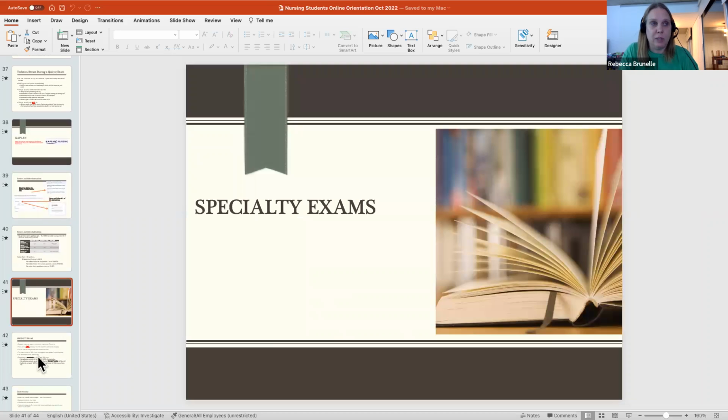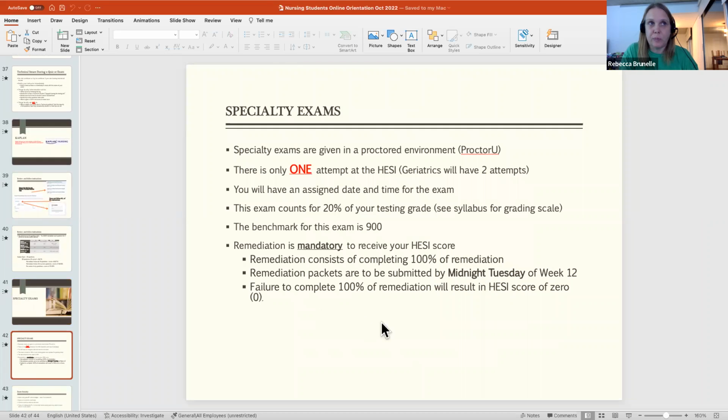And then the HESI, which is the specialty exam. It's taken in a proctored environment, depending on your campus. Sometimes students go in to take them, sometimes they take them on ProctorU. So you'll have to work that out with your individual campus. You only get one attempt on the HESI.